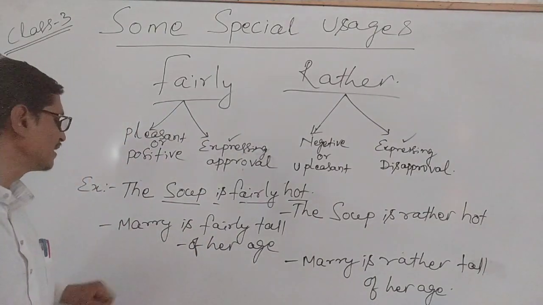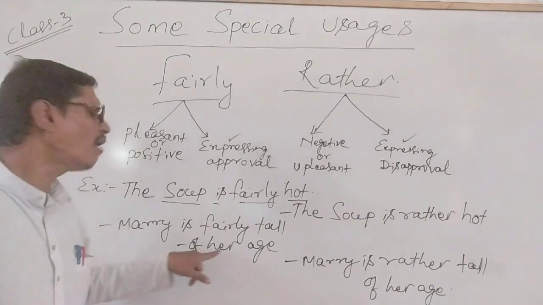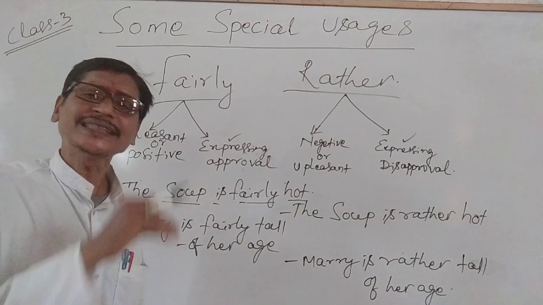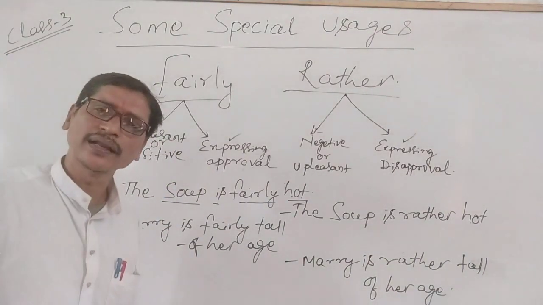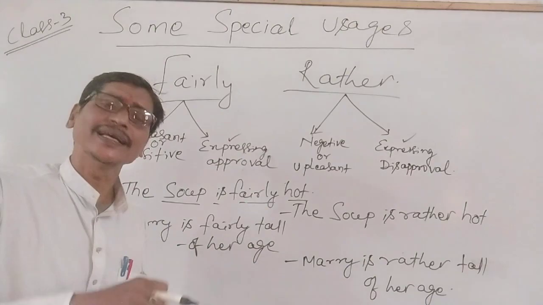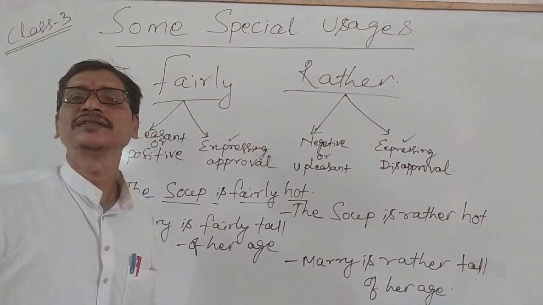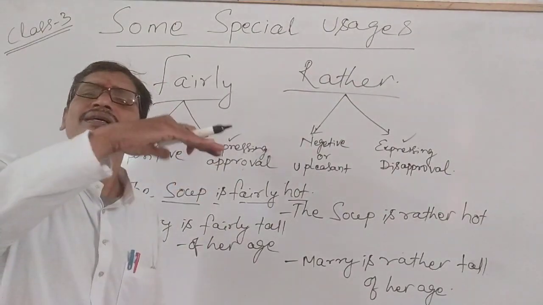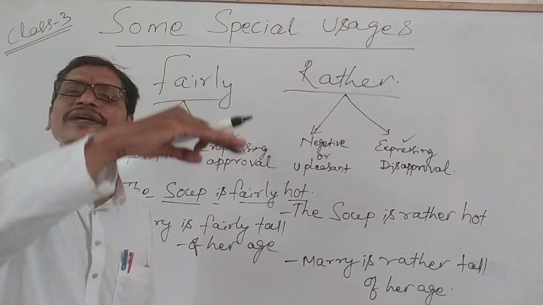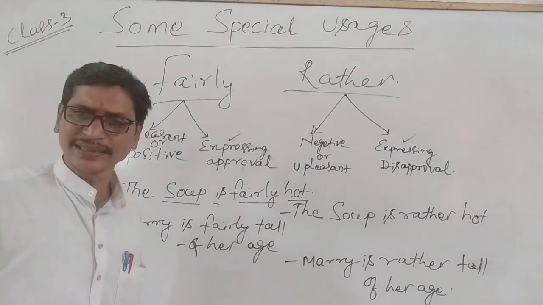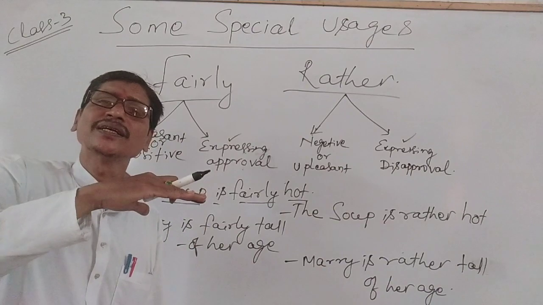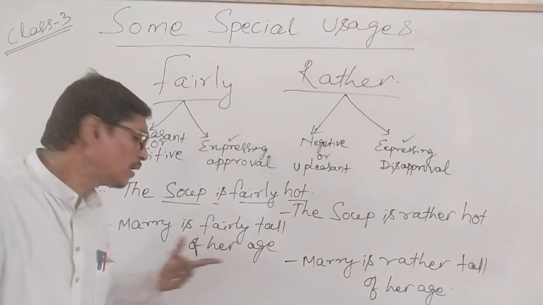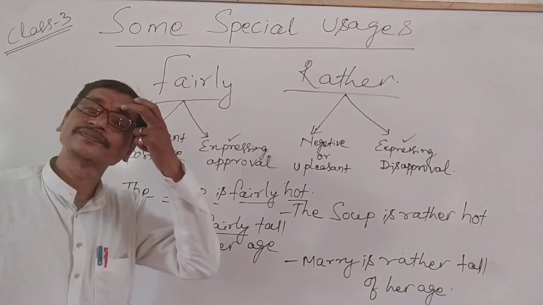What does it say? You see, "Mary is fairly tall for her age." Let's say Mary is a 10-year-old girl. Her tallness should be up to 3 feet. Understand? So it can be approved. Everybody knows a 10-year-old girl can be up to 3 feet, or 2 feet, or 3.5 feet. So the tallness of Mary is approved over here. Therefore, we have used "fairly."